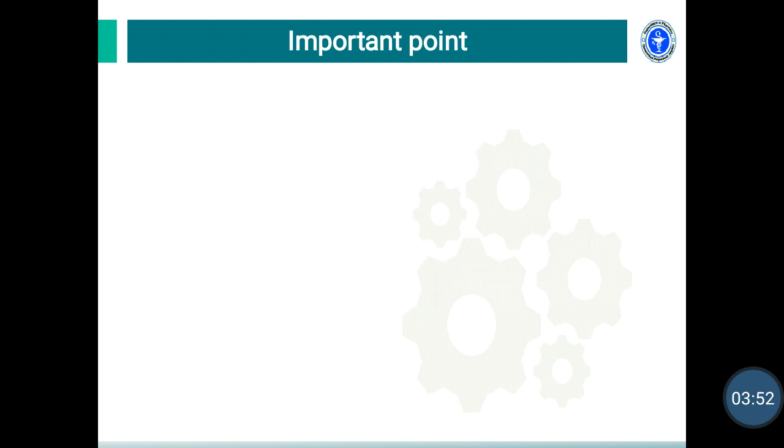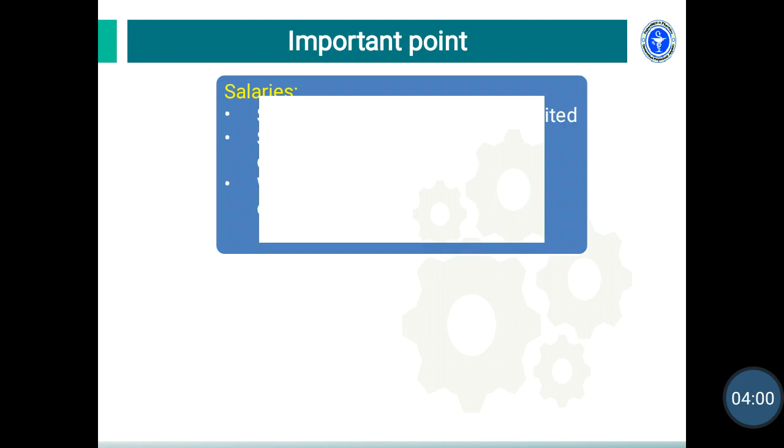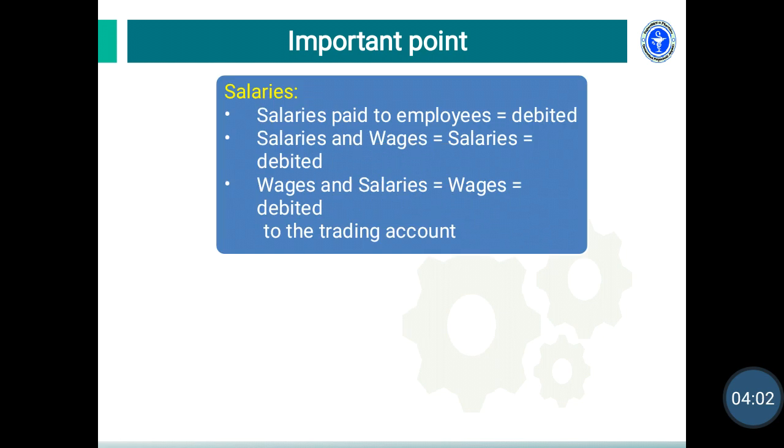Then next are the important points which should be taken into consideration when we go for preparation of profit and loss account. The first point is salary. Salary paid to employees is debited to profit and loss account, and the term salary and wages is treated as a salary and is debited to profit and loss account, while items such as wages and salary are treated as wages and get debited to a trading account.